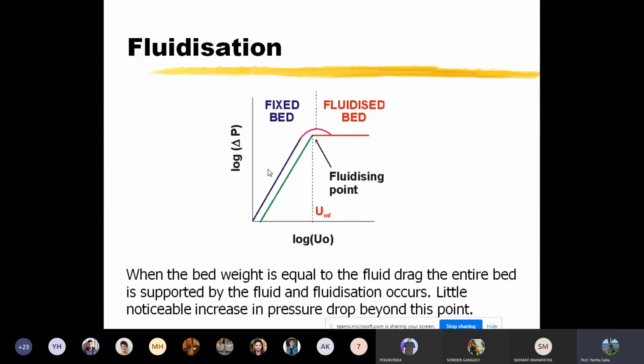So this is actually given by this expression, fixed bed and fluidized bed. As you can see, at a certain critical velocity it happens. The moment we reach it, the pressure drop becomes equal, and the particles start moving at the same velocity with the fluid. There is no fluid drag beyond the fixed bed or packed bed. Okay.